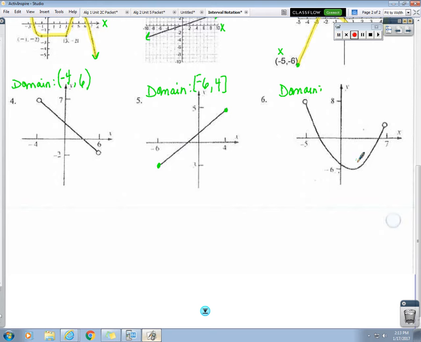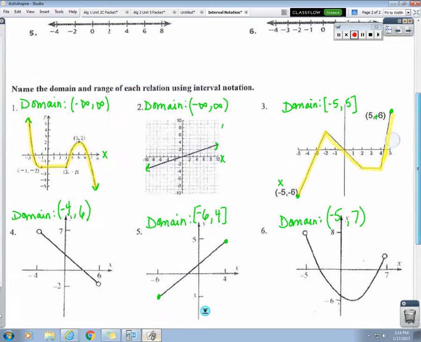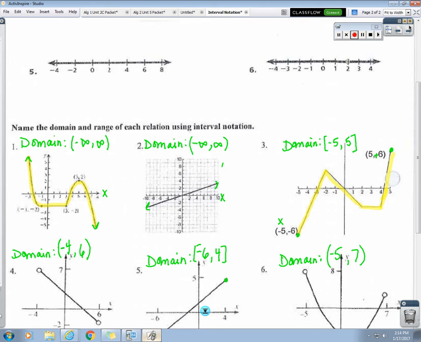Correct. If I followed this curve as far as I could to the left, it's at -5, but it's open circle, so not included. And if I followed it to its right side, I could go all the way to 7, but it's not included because it's an open circle. Okay, so that's domain. When you're finding the domain, you're just figuring out how far the graph goes to the left and how far it goes to the right on the x-axis. Does that make sense? Now let's talk about range.